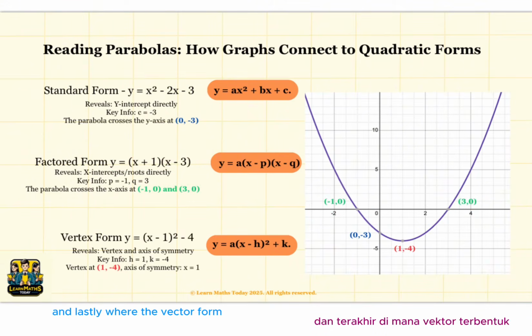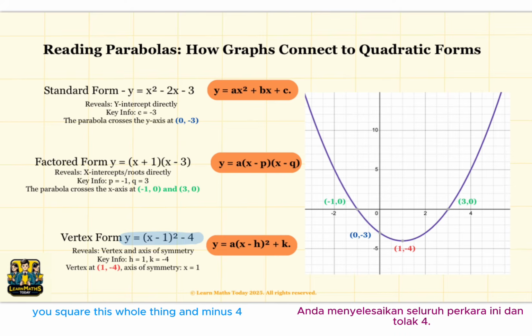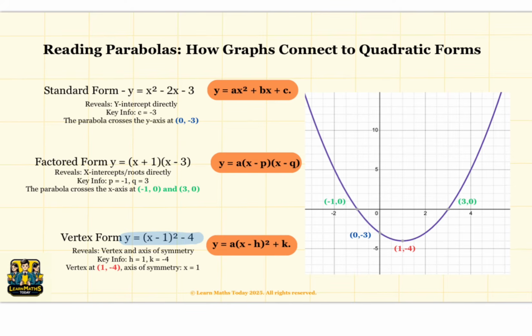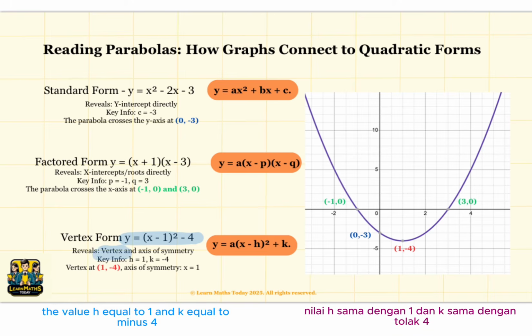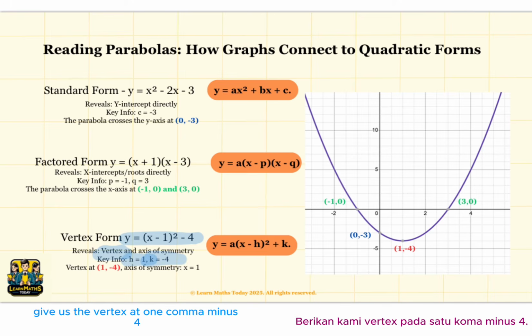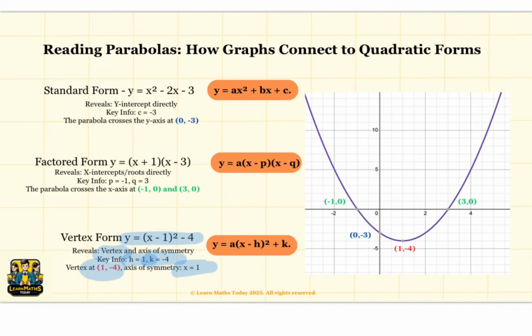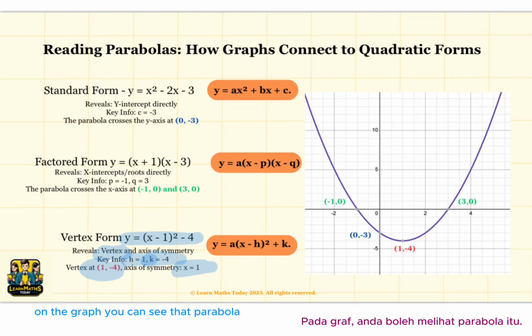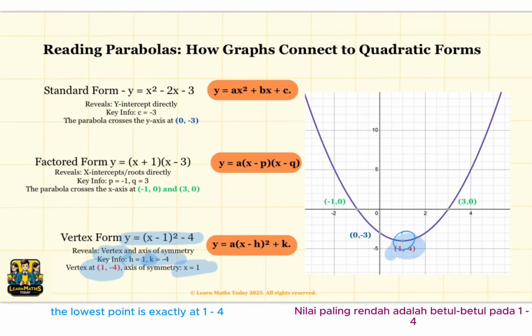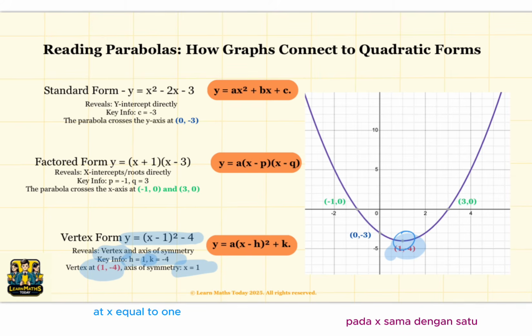And lastly, we have the vertex form, where y equal to (x minus 1) squared minus 4. This form shows the vertex directly. The value h equal to 1 and k equal to minus 4 give us the vertex at (1, minus 4), and x equal to 1 is our axis of symmetry. On the graph, you can see the parabola's lowest point is exactly at (1, minus 4), with perfect symmetry around the vertical line at x equal to 1.